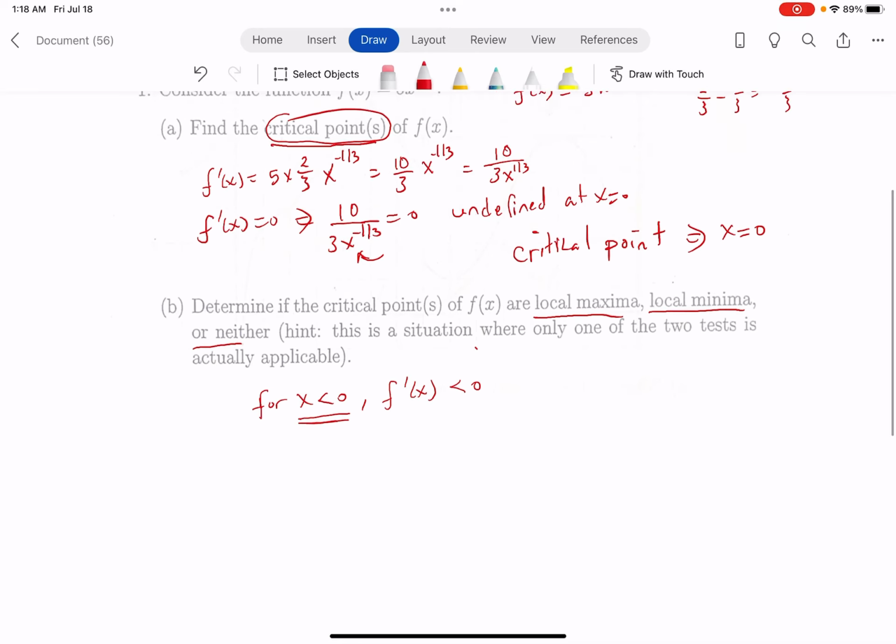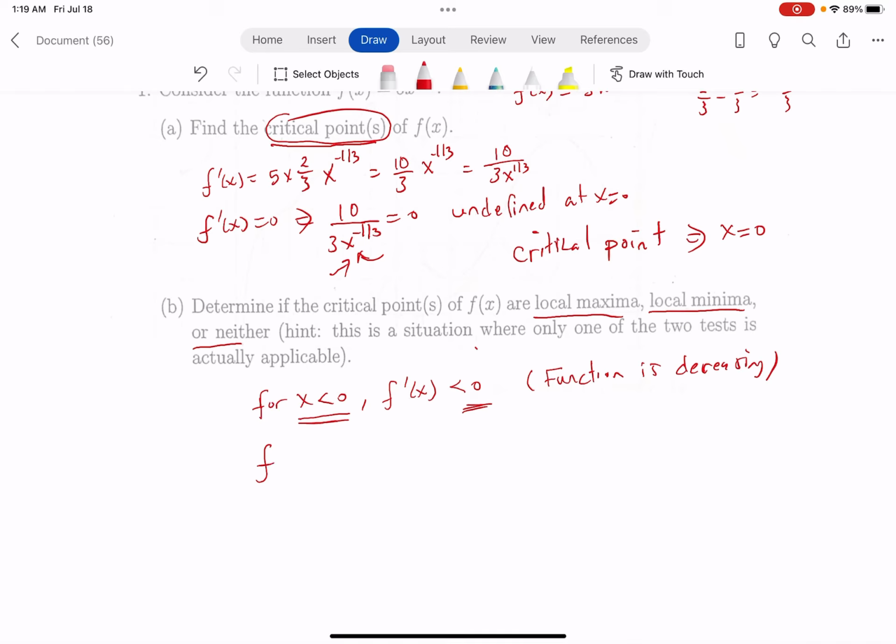If you put a negative number to the power of minus 1/3, it's still going to be negative at the end, because this is not an even number, it's an odd number, minus 1/3. So the derivative of that function is going to be less than 0, which means the function is decreasing.